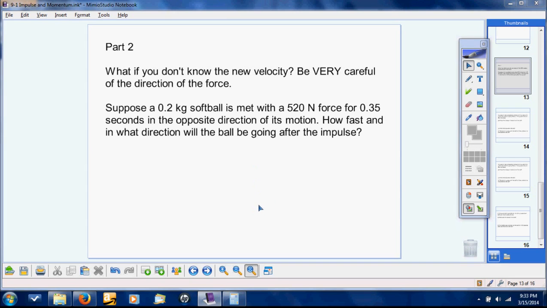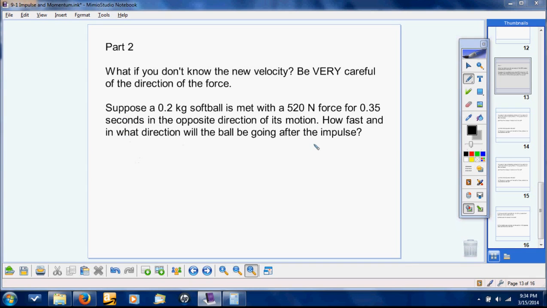But what if you don't know the new velocity and an impulse is given? What you need to do is be very, very careful of the direction that the force is coming in. So far we haven't really drawn diagrams, but I do want to draw a quick diagram. They don't have to be difficult or elaborate, just a little bit of something to get a sense of which way is positive and which way is negative. So let's write out this problem.